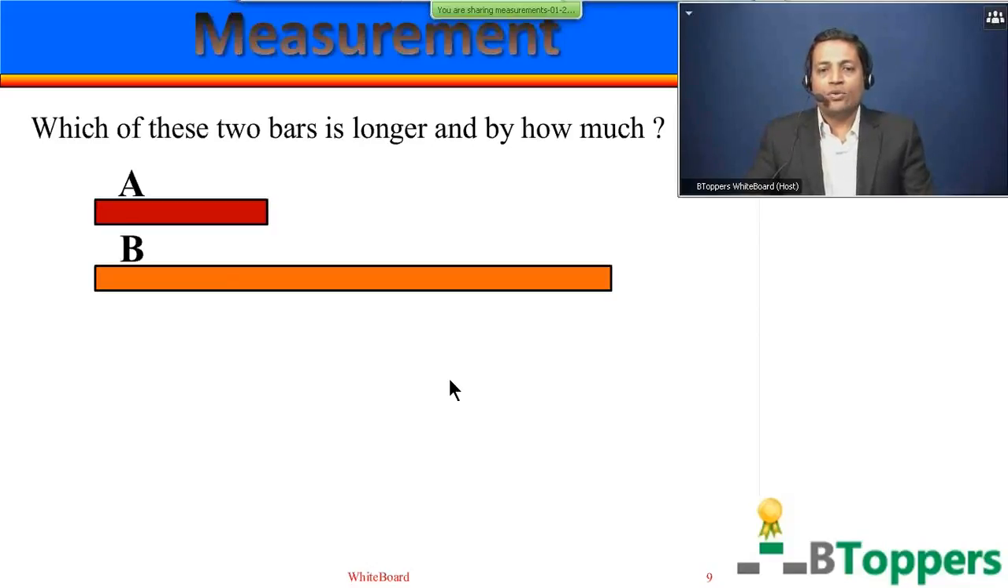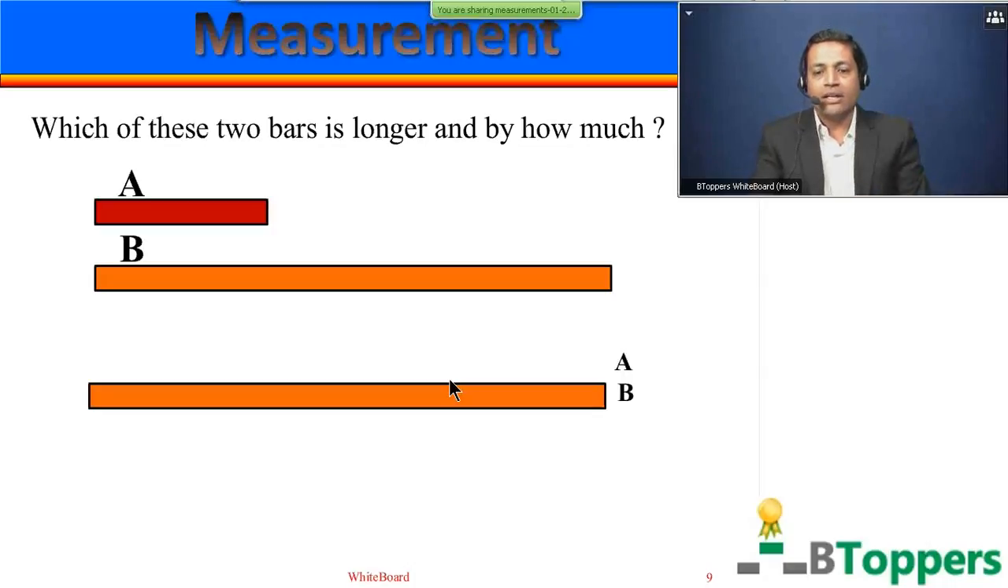Now there are 2 parts to the question. First one is which of these 2 bars is longer. You don't need a big scientific technique for that. Just by looking at that, you will be able to easily say that B is longer than A. It's as simple as that. But it is the second part of the question that is slightly tricky. By how much? For that, we will have to get into the act of measurement.